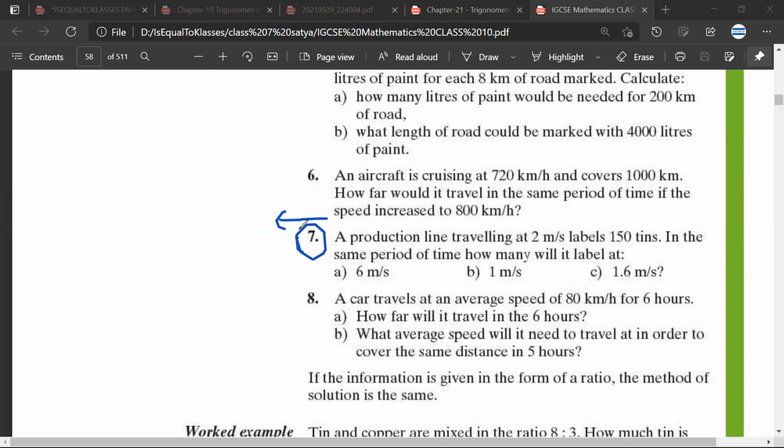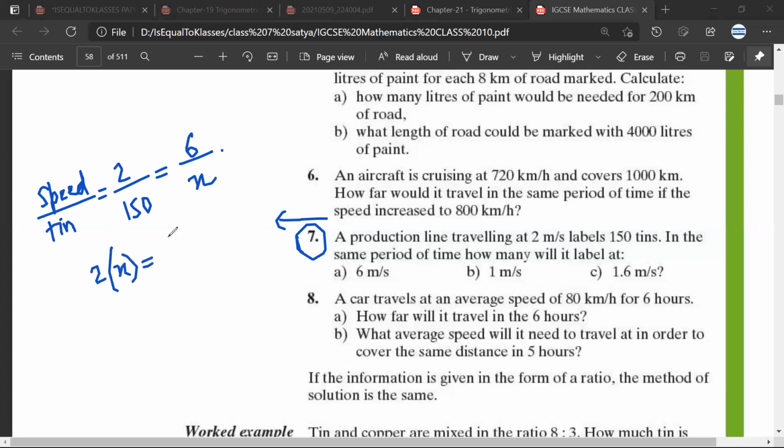Sarthak, question number 7. I didn't understand this question. Okay, Satya. For the A part, we have to do 2:150, and then we have to find how many tins can be packed, labeled. So then I did 2:150, and below it I wrote 6:450. Then I found... so can I write it? I'm not able to explain it.